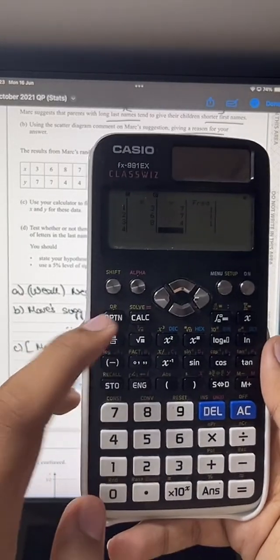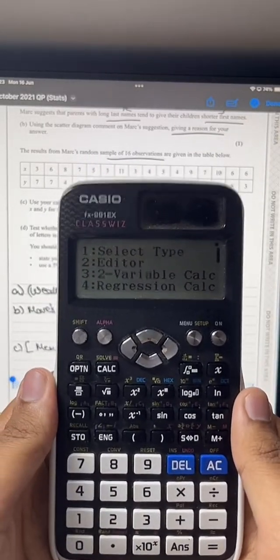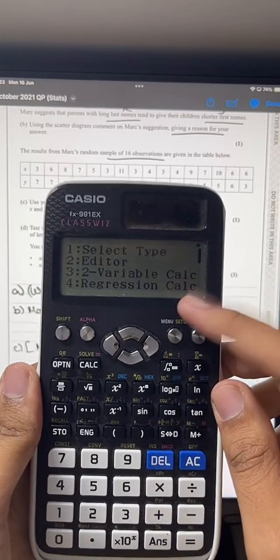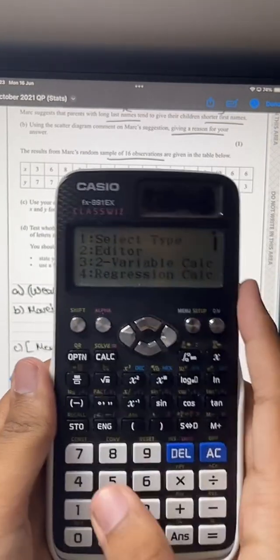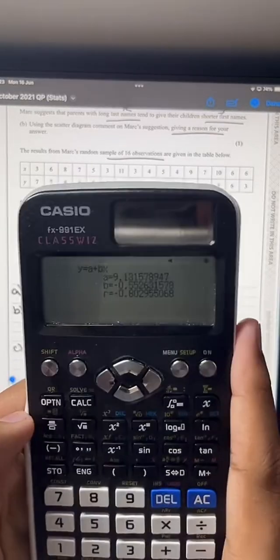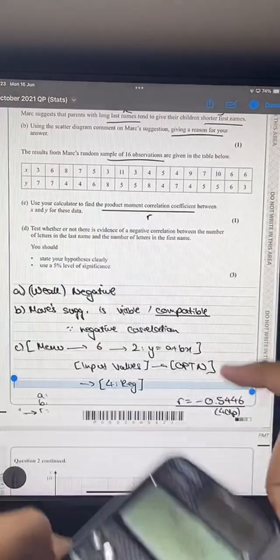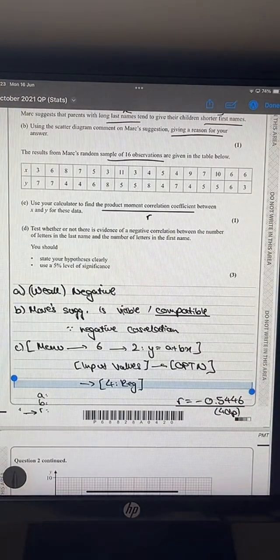Always click options. Option gives you options for your calculator for this. So what do I need to find? Number 4. This is the regression topic, right? Linear regression. It's also unit 4 in the textbook, number 1, so it kind of helps. So 4. You can see I've been given A, B, and R values. Your R value is what you want to read off, and it should be equal to negative 0.5446 to 4 dp.